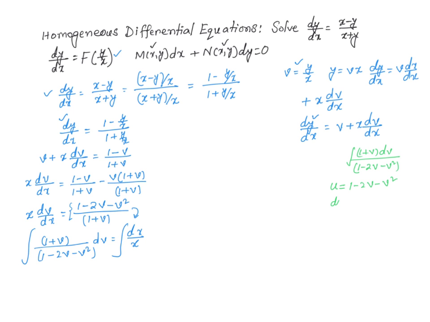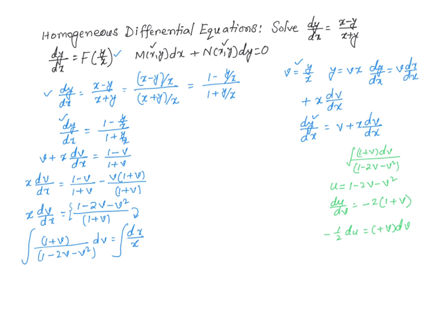That's going to give you du over dv is equal to negative 2 times 1 plus v. Okay, it's going to be negative 2 times 1 is negative 2, then minus the derivative of v squared, which is just 2v. So if I factor it out, that's going to give me negative 2 times 1 plus v, and then I get negative 1 half du is equal to 1 plus v dv.